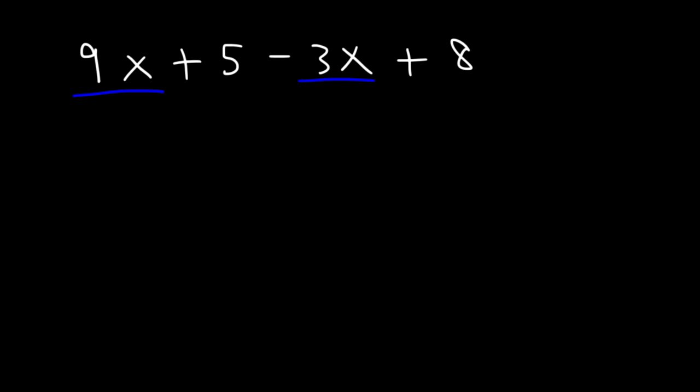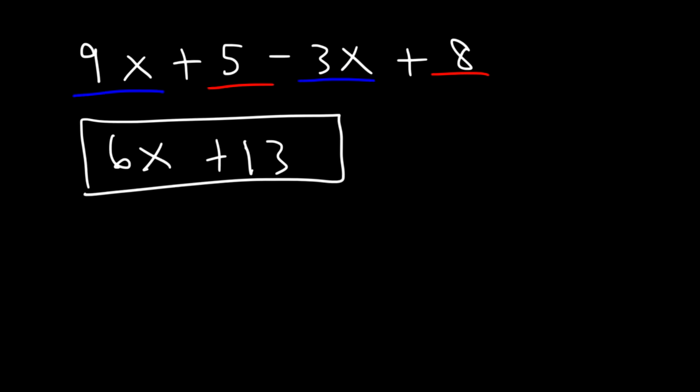Here's another problem that you could try. 9x plus 5 minus 3x plus 8. Go ahead and simplify the algebraic expression. 9x minus 3x is equal to 6x. And 5 plus 8, well, that's 13. And so this is the answer, 6x plus 13.